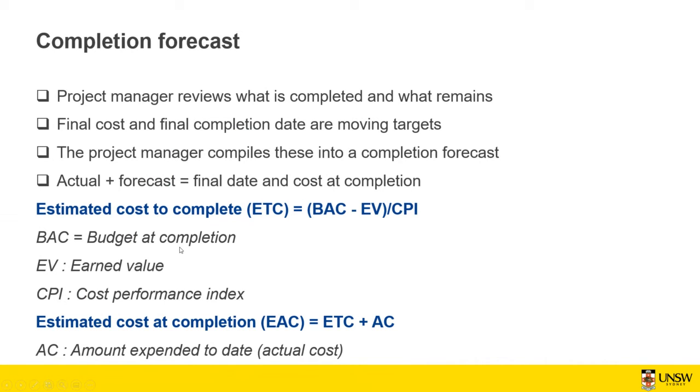There are other methods of doing that as well, which can also include a schedule performance index, but this is the simplest way of doing the estimated cost to complete.